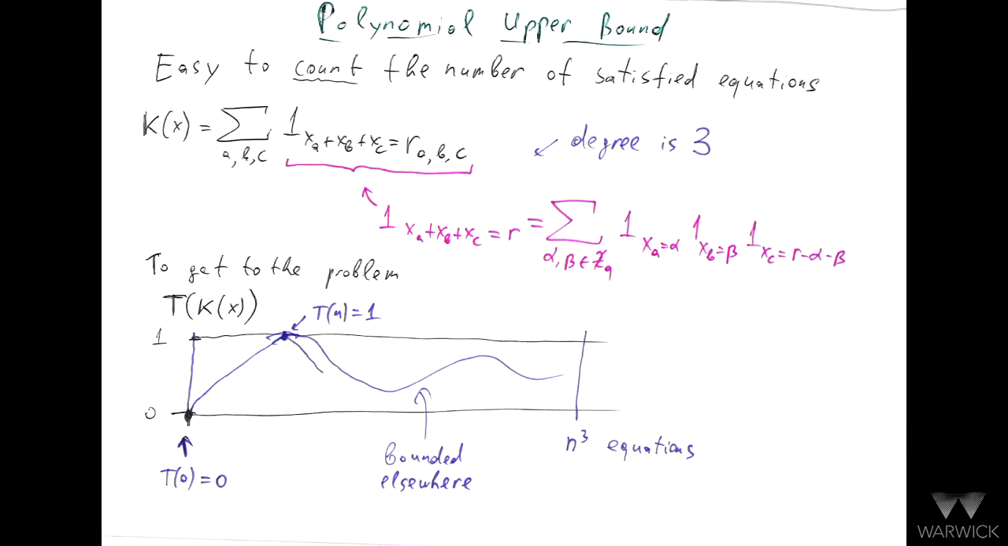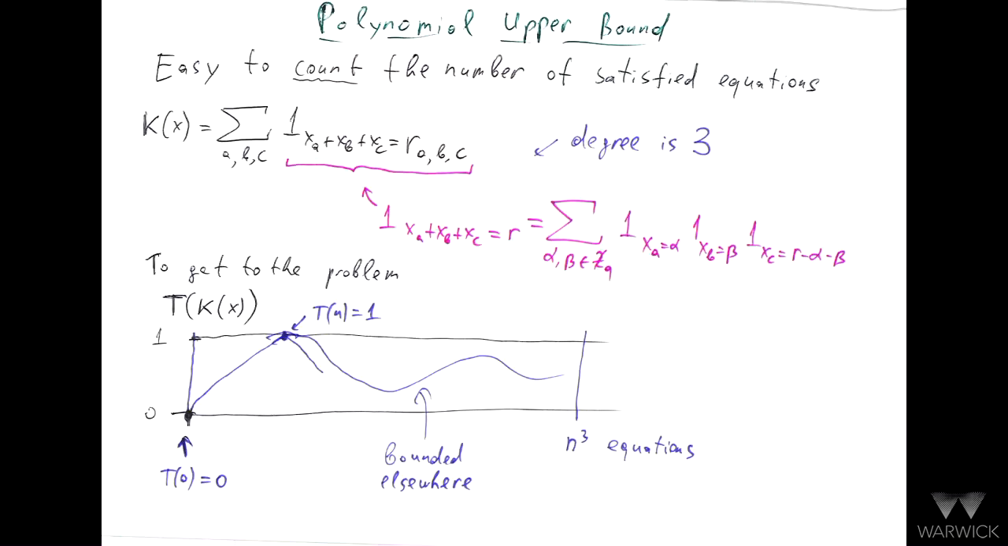So K of x is just the sum over all a, b, c of the indicator functions that x_a plus x_b plus x_c is equal to what it should be equal to. This is not really a low-degree polynomial, but it's easy to write it as a degree-3 polynomial. I break it down into all possible values of x_a and x_b, and I know what x_c is, and I just write a sum over all these. So this is a trivial degree-3 polynomial.